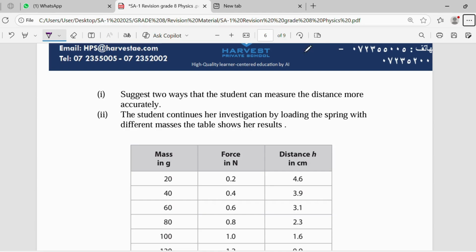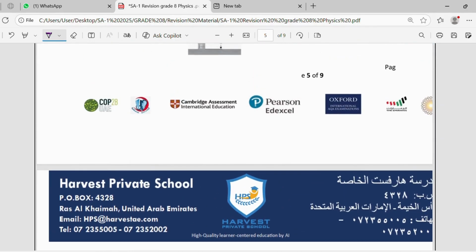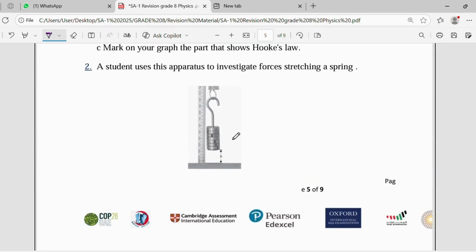Now coming to the questions. Question number 1, suggest 2 ways that the student can measure the distance more accurately. Second one, the student continues her investigation by loading the spring with different masses. The table shows her results. Let's go back to the experiment once again. This is the experimental setup. Have a look at this one.